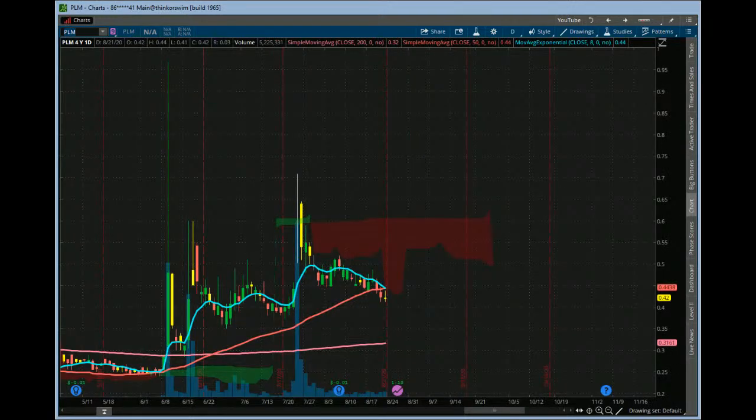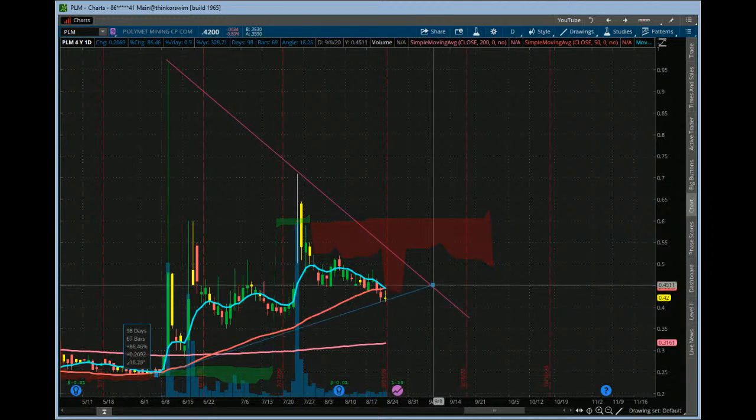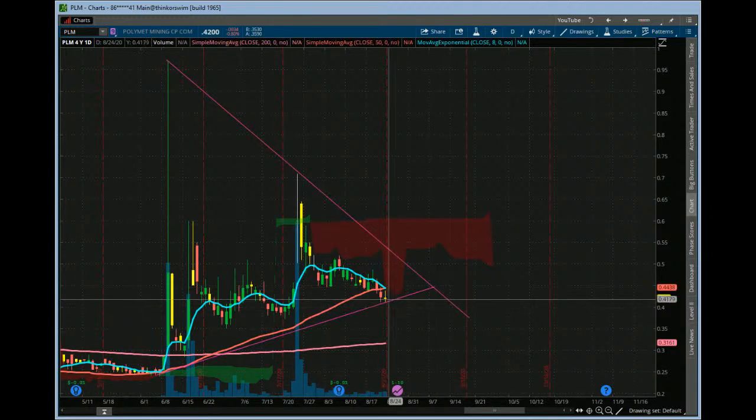So PLM, pulling back, it looks like they've got their own little stock split coming up here, so just keep an eye out for that one right here. You've got a big geometric line right here, kind of a triangle, but if we break down that inside day low, it might want to find some more downside on that one.